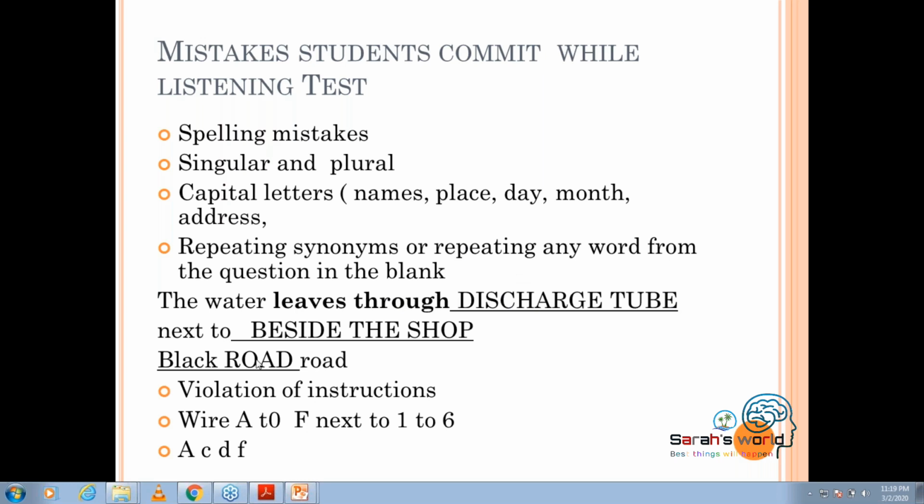Okay. Next to, and in the audio you said beside the shop. You write the answer as beside the shop. So next to is already there, so you just need to write what? The shop. Right. And then the violation of instructions. Instruction is asking you to write capital A, capital B, capital C in your answer sheet. And if you have written small letters, then all the answers will go wrong. Understood?